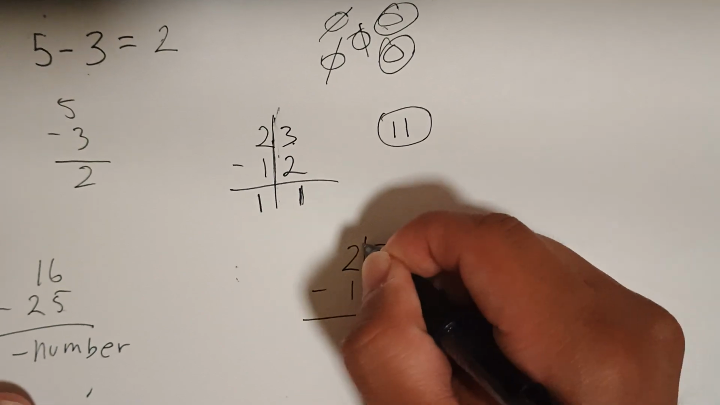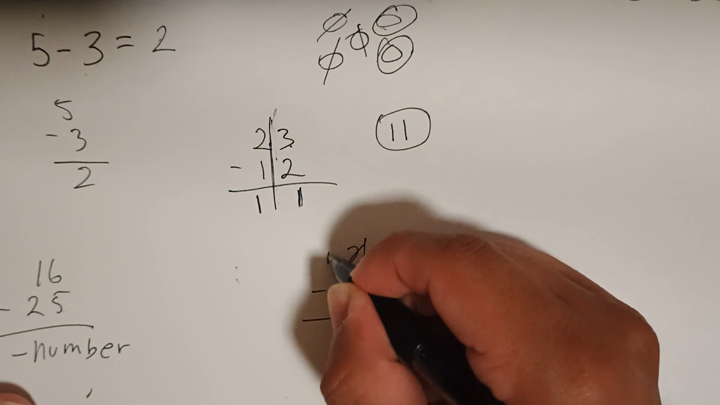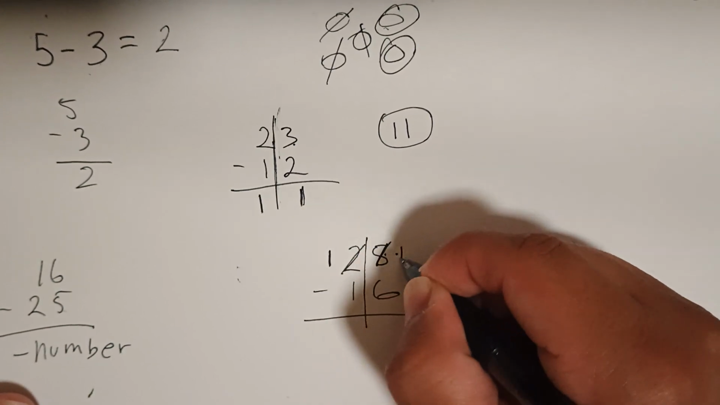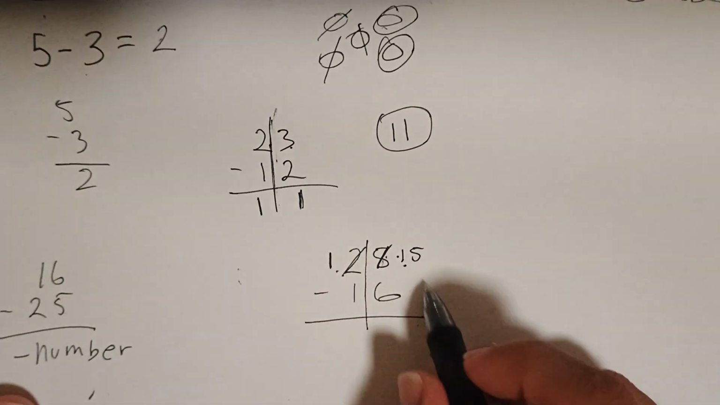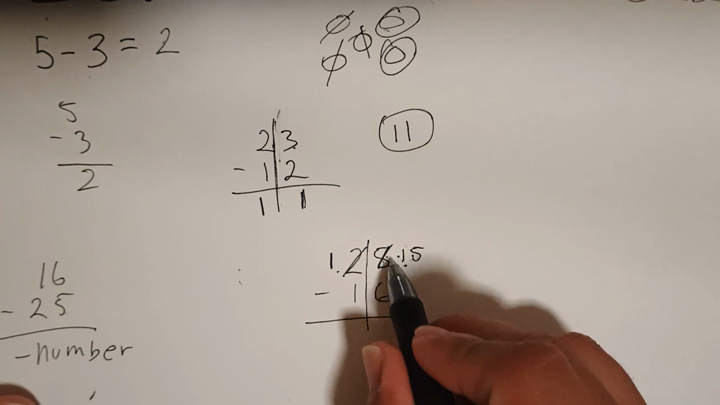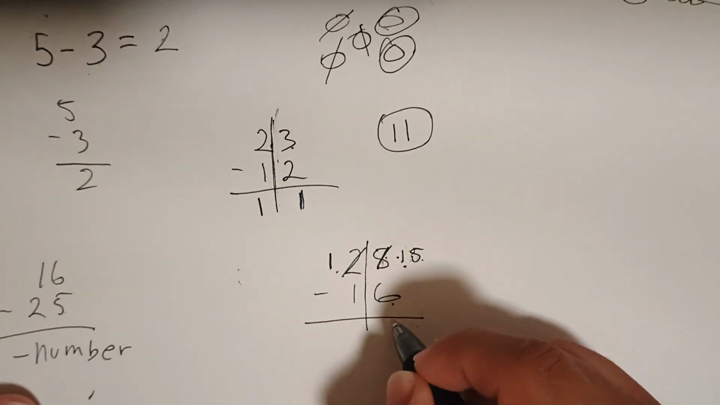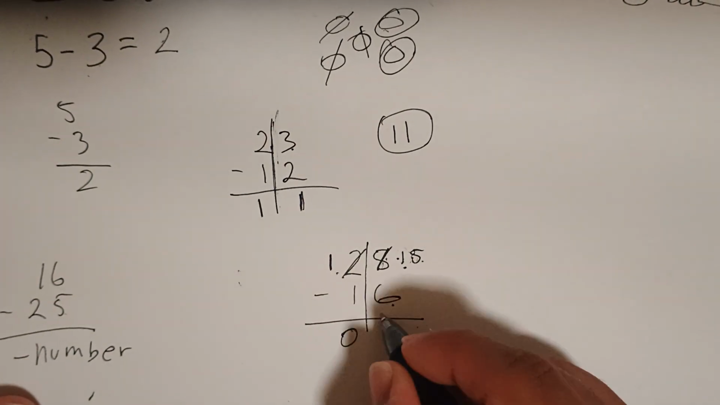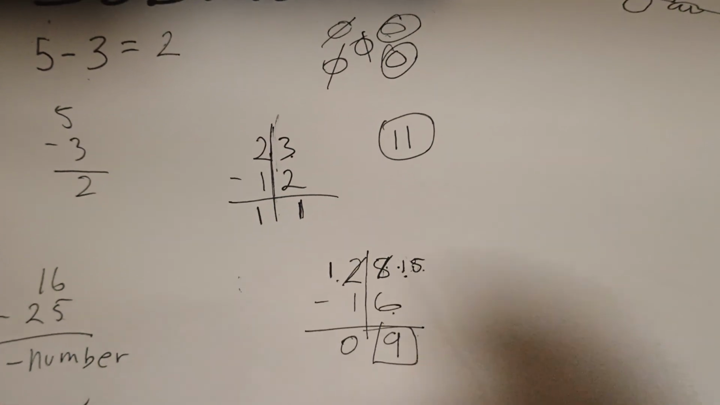The way you would do this is you would take one from the number to the left of this number. You would take one, so make this a 1, and you give it to this number. So this number now becomes a 15 because we gave a literal 1 to the 5, making it a 15. Now we do 15 minus 6, which is 9, and then we do 1 minus 1, which is 0. And our answer is 9. So that's basic subtraction.